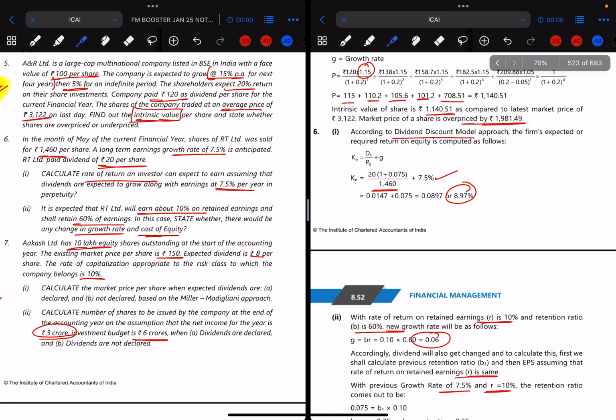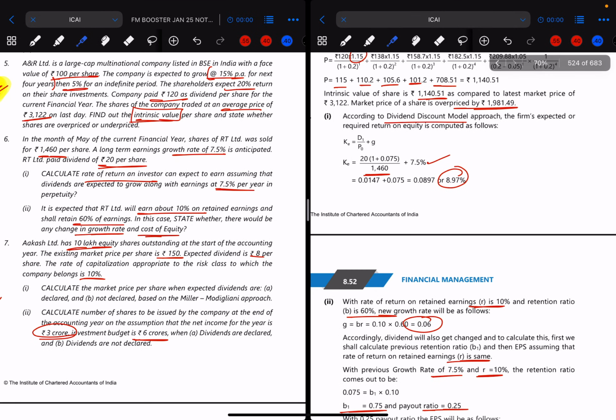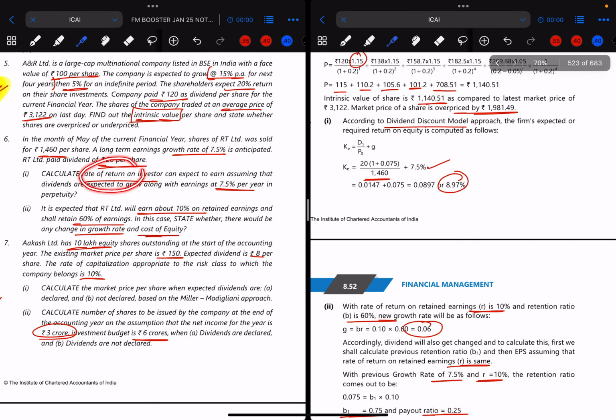Dividend discount model they have used. First go for KE, simple. First thing is rate of, so they have given 7.5 as a growth rate. Okay, so it will grow at 7.5%.